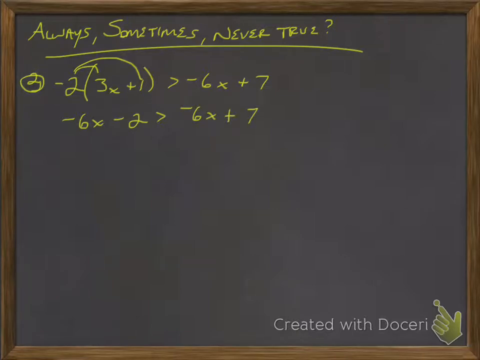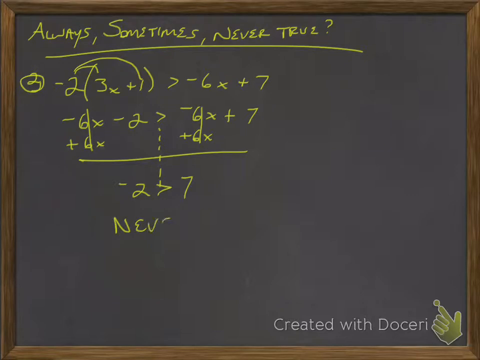I'm going to combine my x's together because they're on opposite sides of the inequality. Here's my inequality sign. I'm going to add 6x, and what happens is they cancel out, and I'm left with -2 is greater than 7. I didn't change the inequality at any point because I didn't multiply or divide by a negative. Because this is not a true statement, -2 is not greater than 7, that means this inequality is never true.